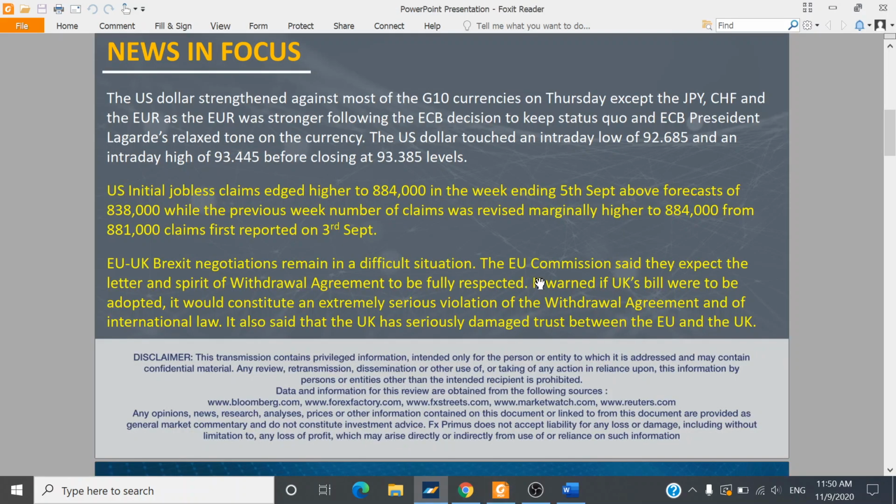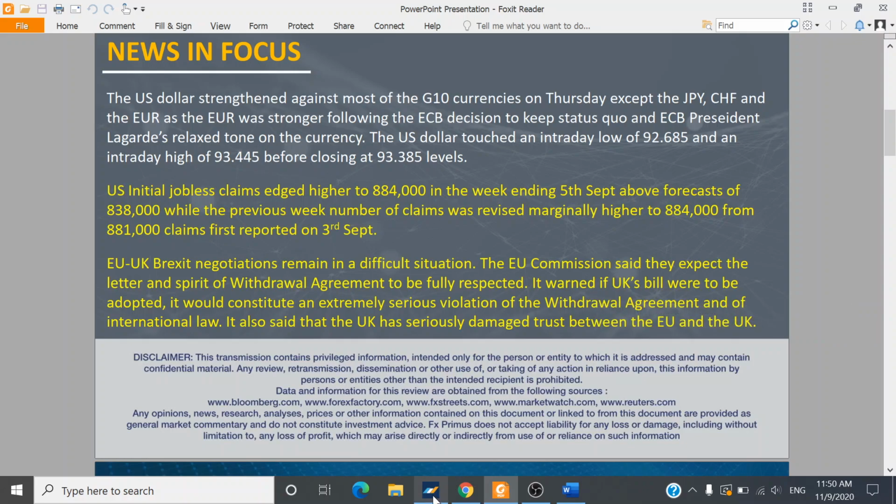So moving on to other developments, over the last 2 weeks we have been getting news and reports regarding the European Union and UK Brexit negotiations, and every single report since the last 2 weeks, especially since the 1st of September, has been negative.